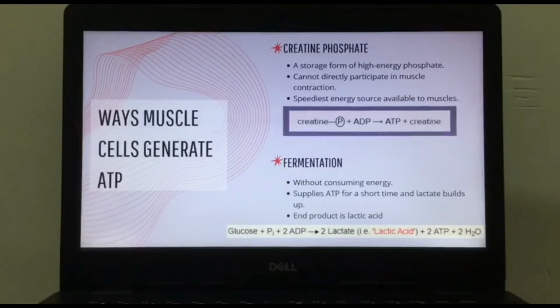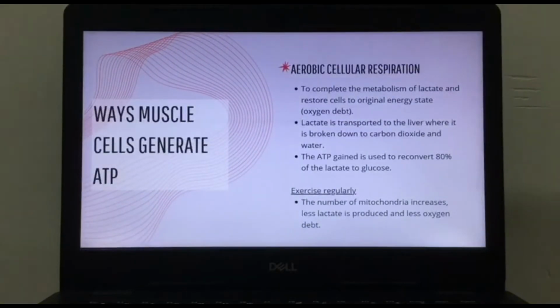The last way is by cellular respiration. It is required to complete the metabolism of lactate and restore cells to the original energy state, also known as oxygen debt. Oxygen debt means the amount of oxygen required to oxidize lactic acid produced anaerobically during strenuous muscle activity. Maksudnya, lactic acid yang terhasil masa fermentation tadi, kita nak oksidaskan dia. So, we need oxygen. The amount of oxygen needed tu dipanggil oxygen debt. Lactate is transported to the liver where 20% of it is broken down to carbon dioxide and water. The ATP gained is used to reconvert 80% of the lactate to glucose. So there is no more lactic acid.